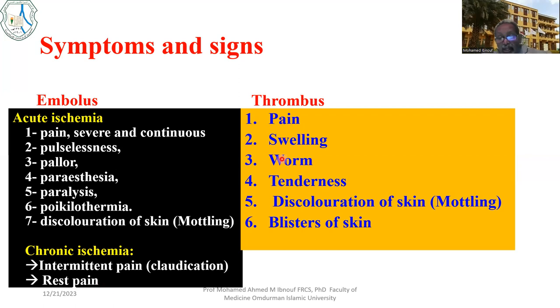However, a thrombus that develops in a vein or in an atherosclerotic artery causes pain and swelling. The limb will become warm because there is arterial blood supply but no venous return, particularly in deep venous thrombosis. It will become tender, distended and swollen, because the arterial supply is going to the limb while the venous drainage is closed by thrombosis. Then later on, discoloration and mottling of the skin will occur and some blisters will happen. And this is a very late stage of deep venous thrombosis in a lower limb.